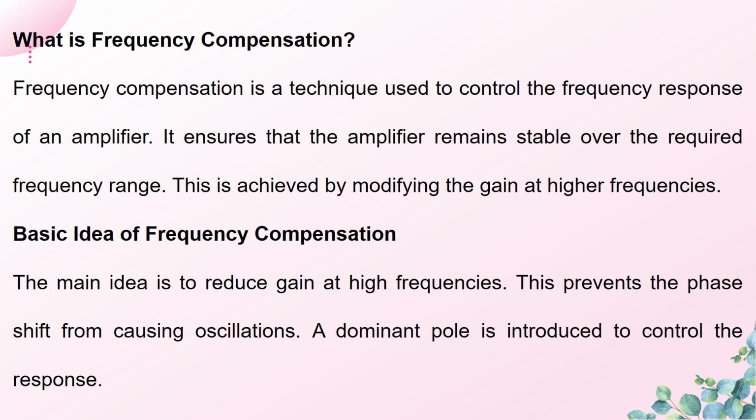The performance of all the amplifiers is mathematically represented in terms of transfer function. The transfer function has both numerator and denominator terms, and the denominator terms, when equated to 0, will give the poles of the system. So when we add some additional pole called the dominant pole into the system response, we can provide frequency compensation.